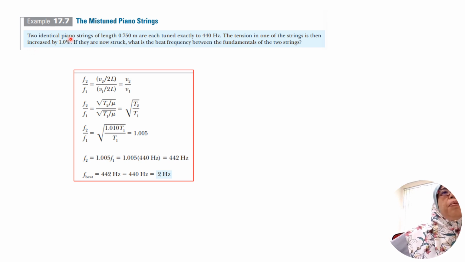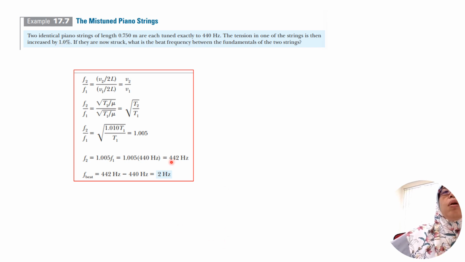Two identical piano strings of length 0.75 m are each tuned exactly to 440 Hz. Oh, tension in one of the strings is then increased by 1%. Dah tukar tension, maknanya dia punya frekuensi, resonance frekuensi dia tidak sama. So if they are now struck, what will be the beat frequency between the fundamentals? Beat required kita tolak the two frequencies. Kita dah ada 440, tapi the other one which we have increased by 1% tu kita tak ada frekuensi dia. Jadi tugas kita kena cari frekuensi dia.